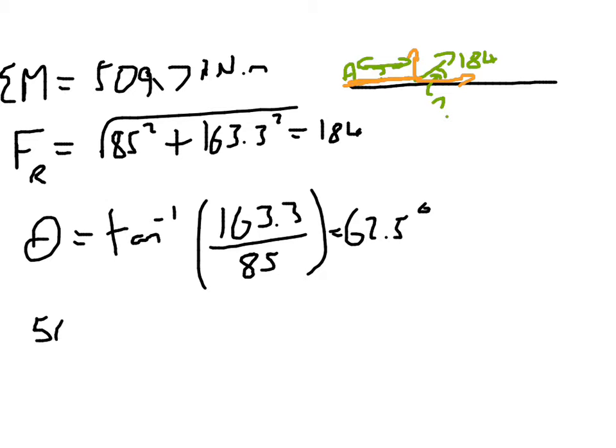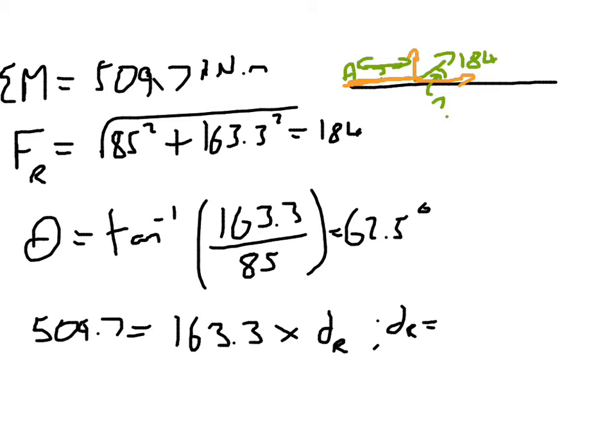So our moment of 509.7 would equal our resultant y value, 163.3, times our unknown distance, which I'll call dr, resultant distance. So dr equals 509.7 over 163.3, which equals 3.12 metres. So we now know our unknown distance and angle from the top diagram there. And that's how you'd solve a simple scalar question.